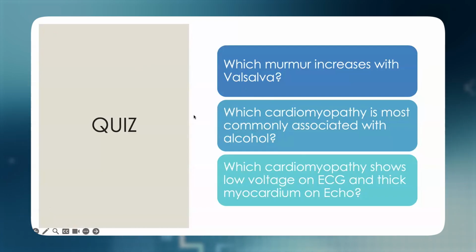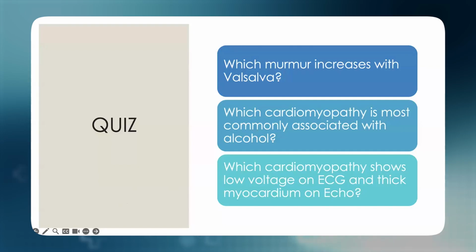If somebody wants to answer, they can answer. So which murmur increases with Valsalva? We had read a little about dynamic auscultation in the first class. Anybody want to answer? Hypertrophic cardiomyopathy. Yeah. Any other murmur do you remember? This is related to cardiomyopathy, so HCM is the correct answer. Any other cause which increases with Valsalva? Can you remember? Anybody? You can write it down in the chat as well if you remember. So HCM for the first question is the correct answer.